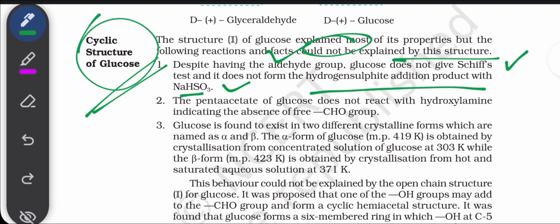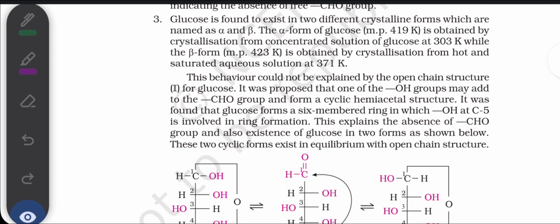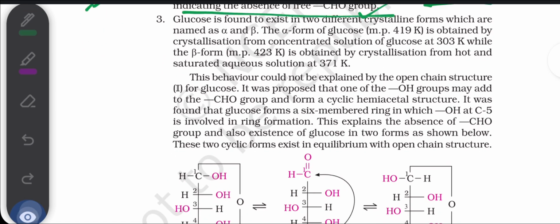The pentaacetate of glucose does not react with hydroxylamine, indicating the absence of a free CHO group. So a free CHO group is not present. Glucose is found to exist in two different crystalline forms, which are named alpha and beta.